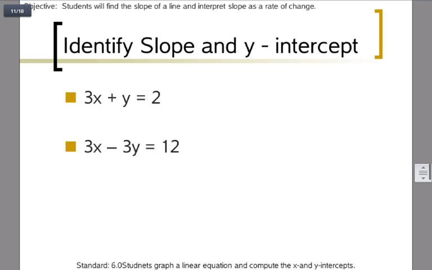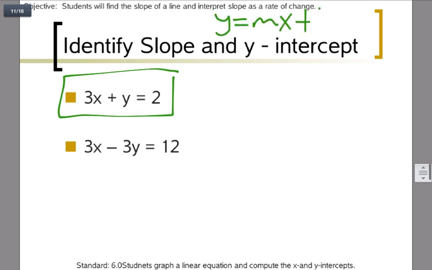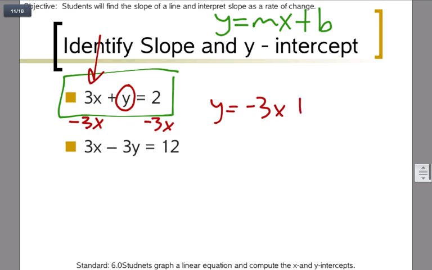And here we go. We're going to use formulas. These are linear equations that we want to write in y equals mx plus b form by solving for y. And so what that means is we've got to identify where y is and get everything that's with the y to the other side. The only thing that's with the y is this 3x. So we subtract the 3x to the other side, and you'll get y equals negative 3x plus 2.